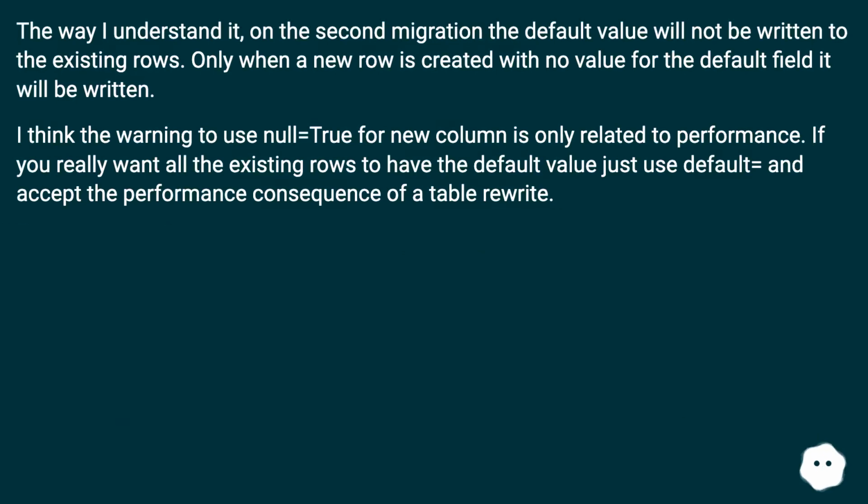The way I understand it, on the second migration, the default value will not be written to the existing rows. Only when a new row is created with no value for the default field will it be written. I think the warning to use null=True for a new column is only related to performance. If you really want all the existing rows to have the default value, just use default= and accept the performance consequence of a table rewrite.